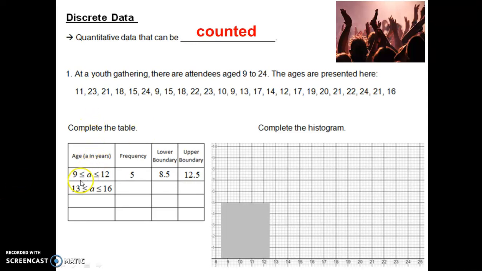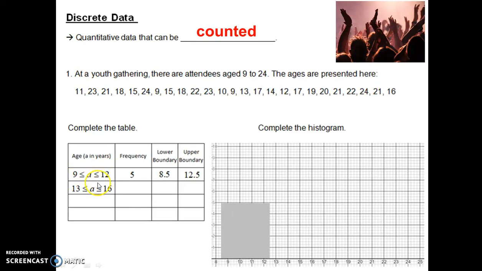All right, so here we have, notice this is different now than the continuous side. Let's take a look at the differences. Here's 9 to 12, but both of these are included, because we have ages from 9 to 12. We want to include 9-year-olds here. We want to include 12-year-olds here, and then also 10 and 11 in between.